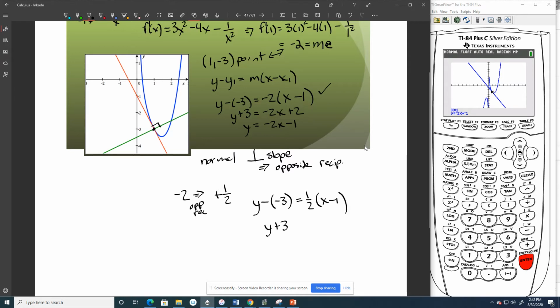So you get y plus 3 equals 1/2 x. 1/2 times a -1 is a -1/2. And if you add that 3, you get 1/2 x, or I guess we're going to minus that 3. So that's going to be -7/2. So that would be the formula for your normal line.